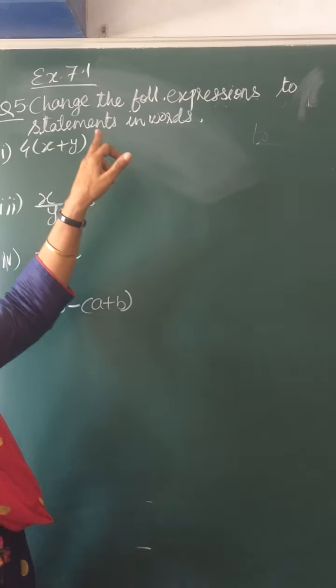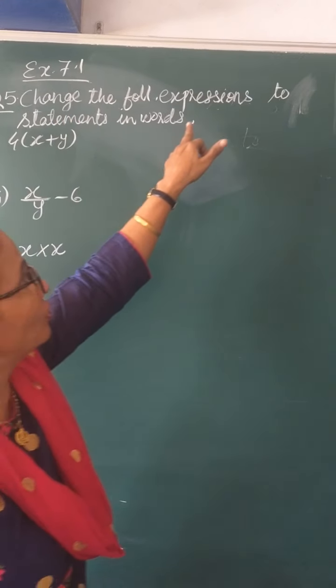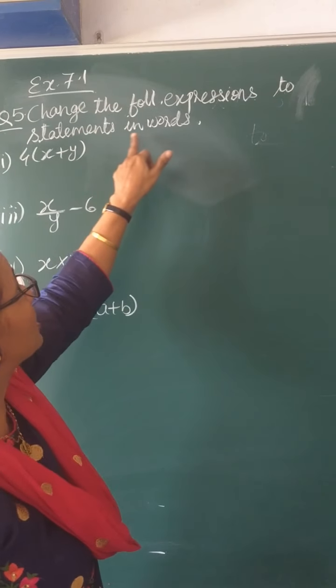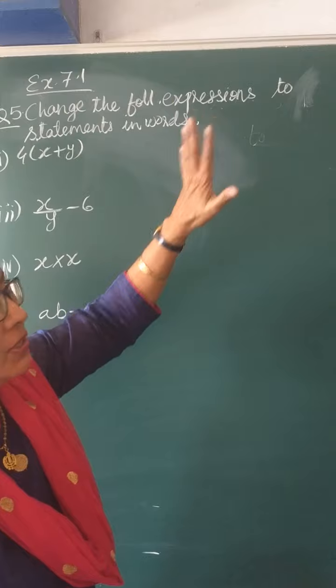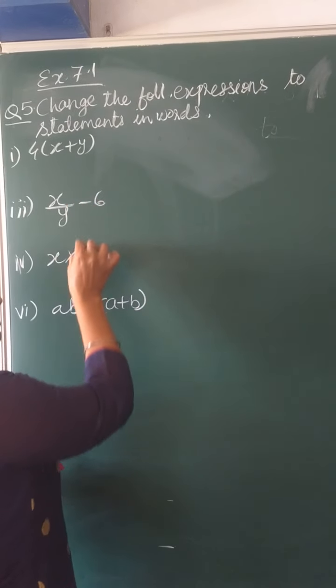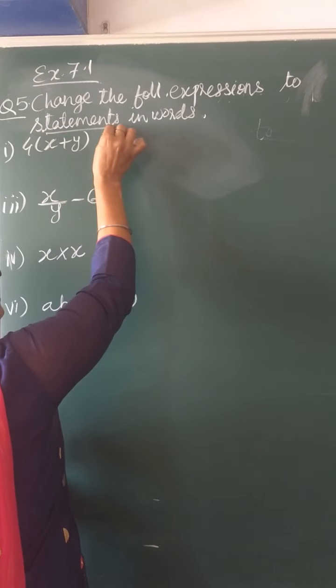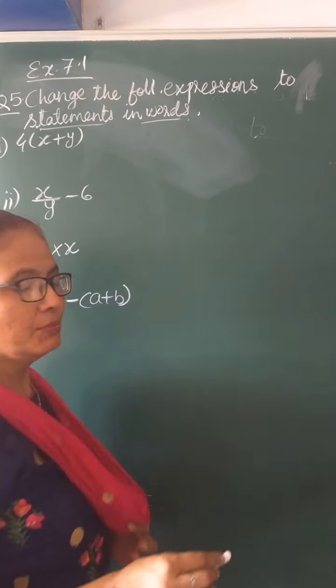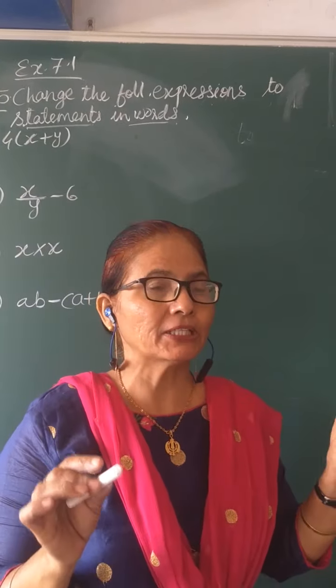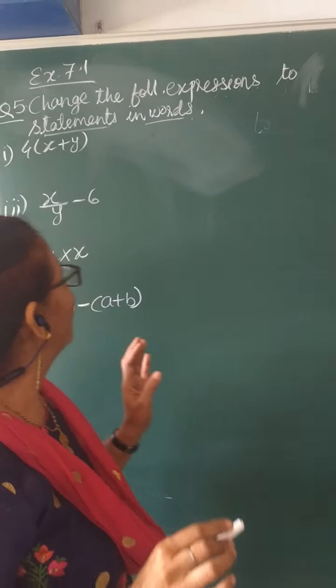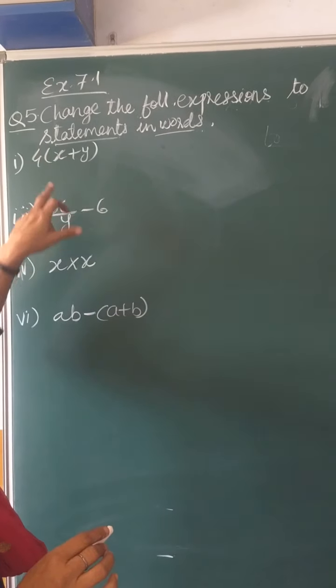Let's see question number 5. Read the heading. Change the following expressions to statements in words. Means here the expressions are given to you, you have to change these into statements in words. Means इसको words में लिखना है. Here the mathematical form is given. Okay. So now the first one is what?